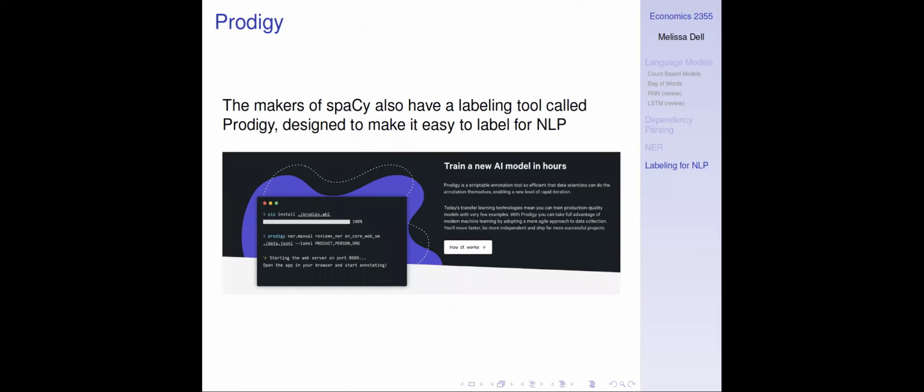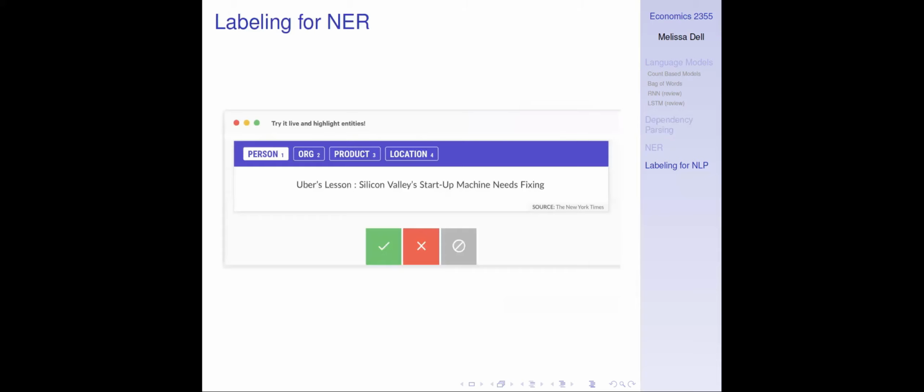Which brings me to a final point, which is that if you want to use spaCy for fine tuning, you're going to need some labeled data. Fortunately, the makers of spaCy also have a labeling tool called Prodigy that's designed to make it easy to label for NLP. Even if you're doing something that spaCy doesn't do, you may still want to use Prodigy because it's the main tool out there that's been designed for NLP labeling. It's a paid tool, but you can get a trial version to try it out.